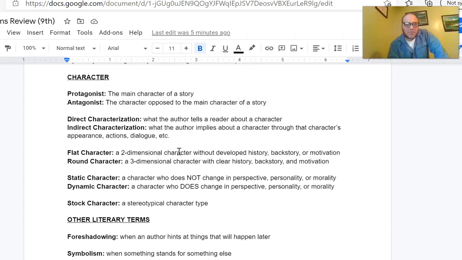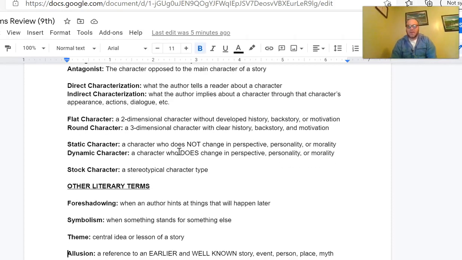We've got flat and round characters. A flat character is a two-dimensional character without developed history, backstory, or motivation. And a round character is a three-dimensional character with a clear history, backstory, and motivation. There's not a ton of round characters in here. Obviously, Odysseus is one. I would say that Telemachus is one, Penelope is one, Eumaeus is one. You could probably argue that Antinous and Eurymachus are developed enough that you can get them as round characters. Antinous more than Eurymachus, because you get a little bit of a story about who his father was and his relationship to Odysseus, and then you see his father as a character later. But the vast majority of characters are what we call flat characters. We don't know their backstory. We don't know their history. We don't know why they're doing what they're doing. There's just not much there.